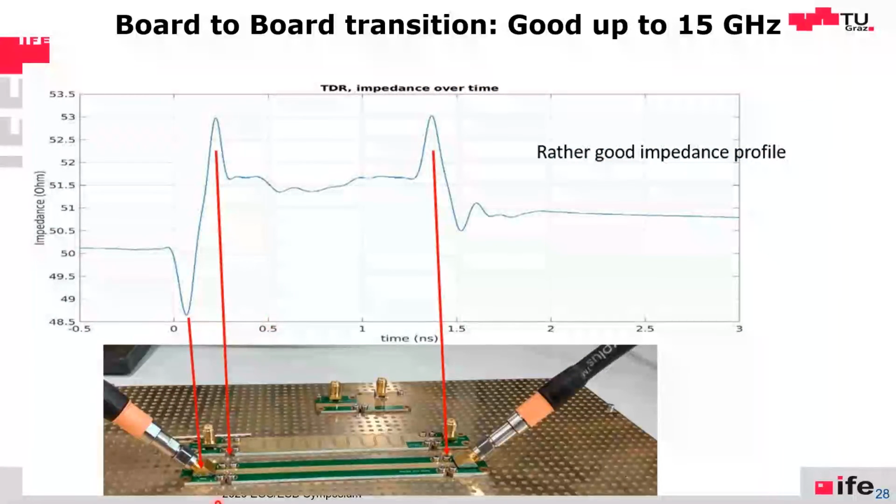This is just to show that the system works relatively well at RF. This is a 45-degree launch, 100 millimeter trace, 45-degree launch. This is impedance. This is TDR, time domain reflectometer. So first we have 50, then there's a little bit imperfection at the connector, little bit imperfection at the transition board to board. The trace is not really 50 ohm, but not too far away. And then the same on the other side. Impedance profile is good. It's about 15 gigahertz bandwidth.